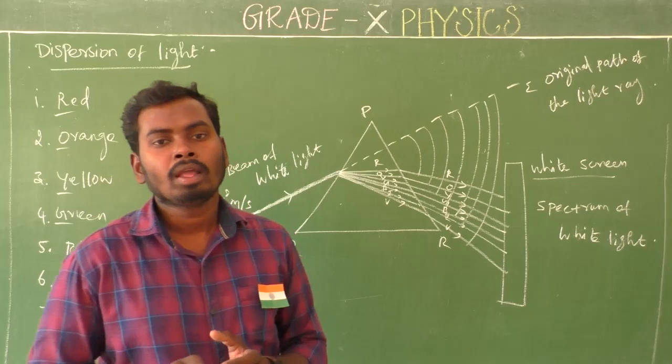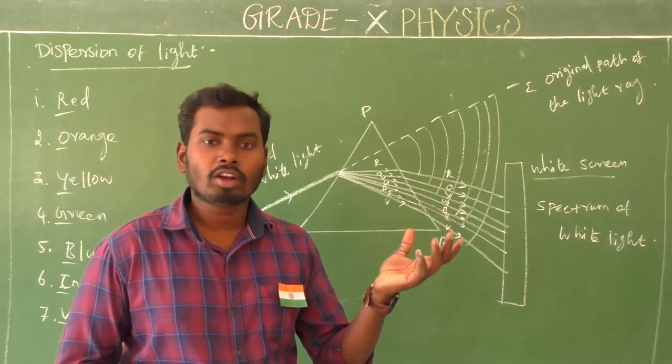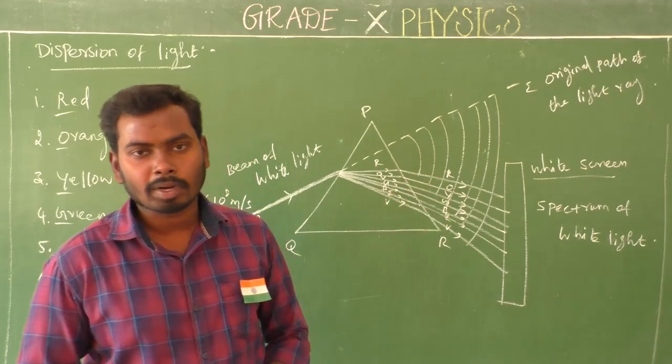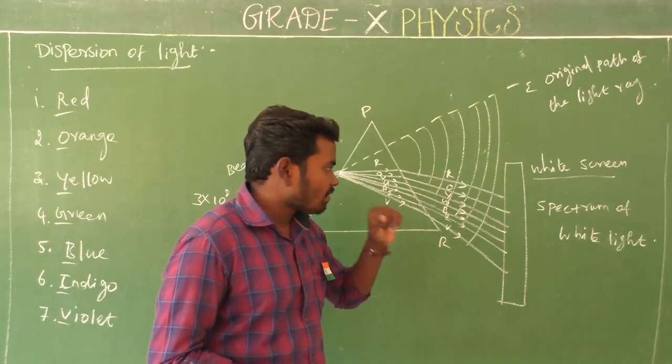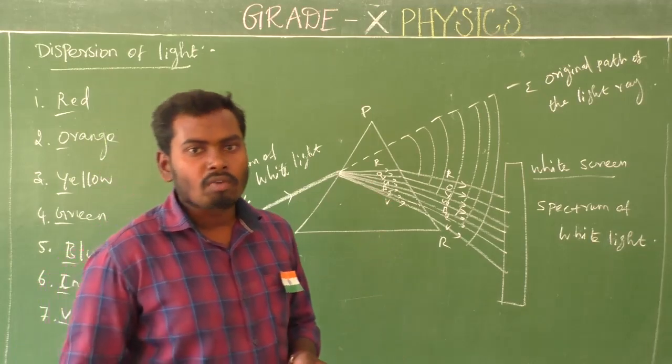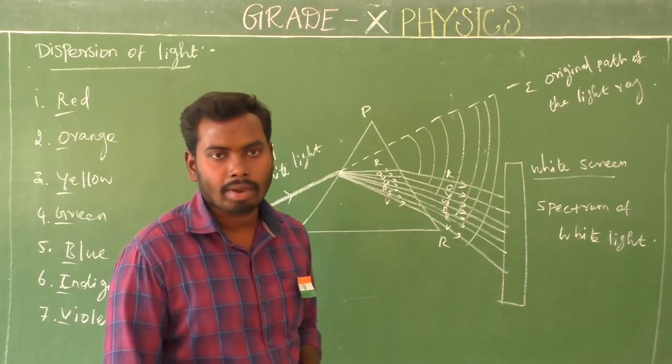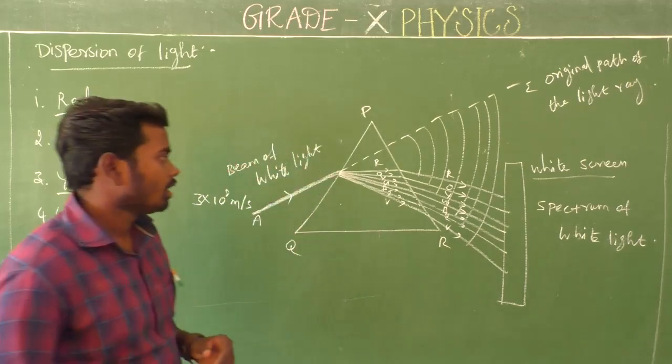Okay, generally we say that splitting up of white light into 7 colors is called dispersion of light. Next one, what is the spectrum of light? Here, the 7 colors are formed on the white screen when the white light goes through the glass prism. That is called spectrum of light. Is it clear? It's very simple.